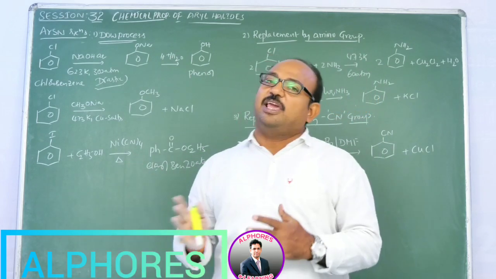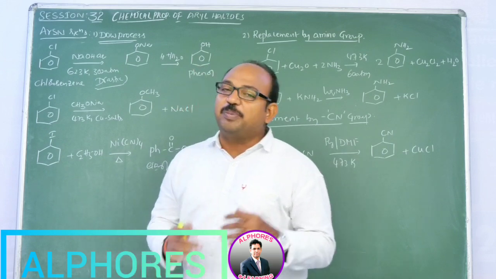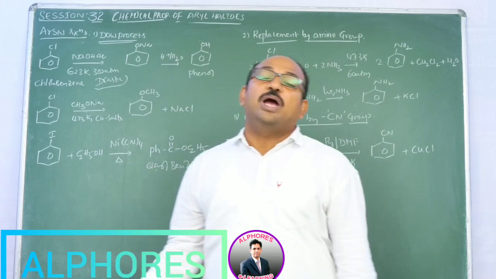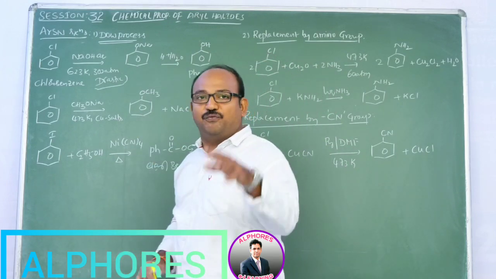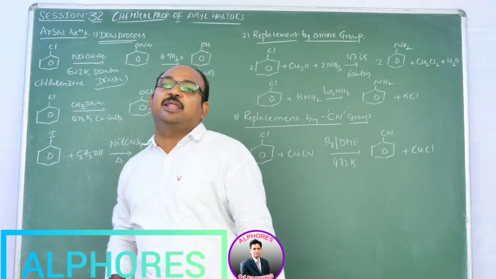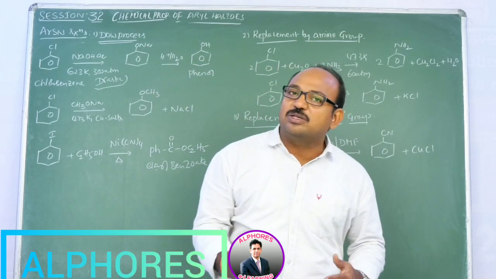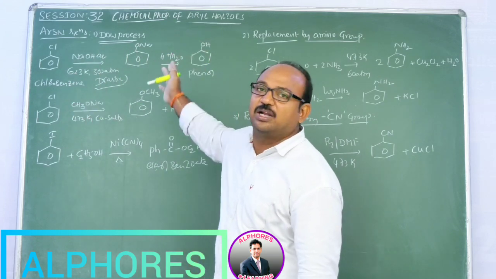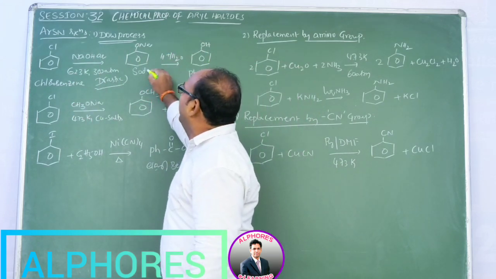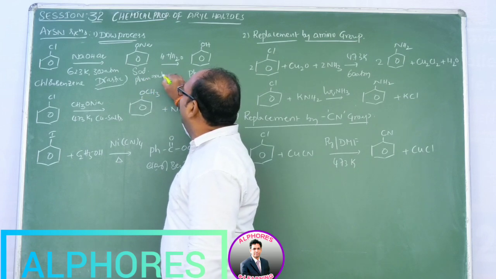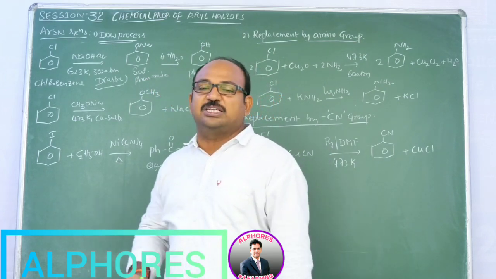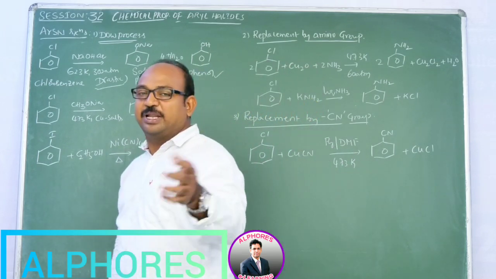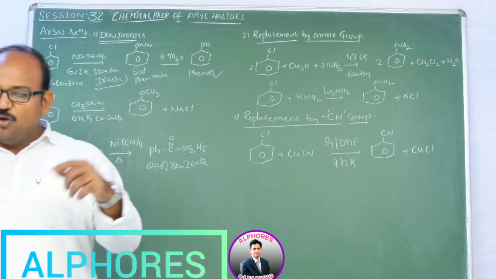Chlorobenzene upon reaction with aqueous sodium hydroxide in the presence of high temperature, 400 degrees Celsius, and high pressure, we are getting sodium phenoxide. Because the phenol formed is acidic in nature and sodium hydroxide is a base, phenol reacts with the base and converts into a salt. That salt is sodium phenoxide. This sodium phenoxide upon acidification gives phenol.